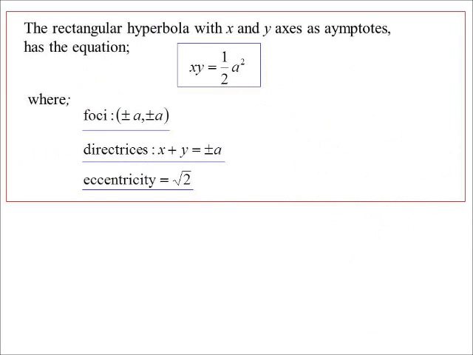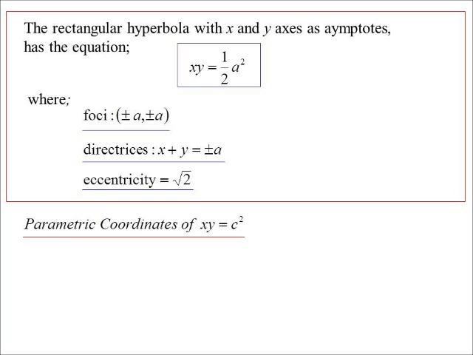So to summarise that, once we've got the rectangular hyperbola in the position that we have been used to seeing before we started on our conics chapter, where x and y are the asymptotes, it will have the equation xy is equal to a half a squared. So that constant will be a half a squared. Once we know that constant, we can work out the foci will be (plus or minus a, plus or minus a). The directrices will be x plus y is plus or minus a. Eccentricity is always the square root of 2.